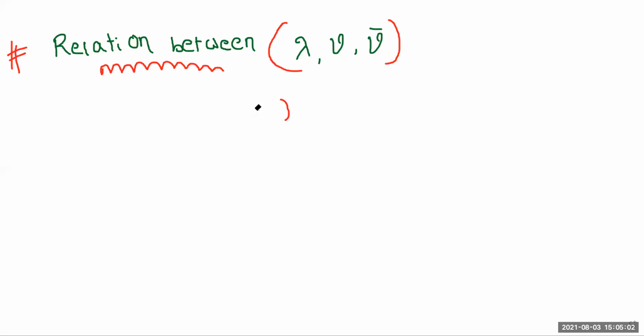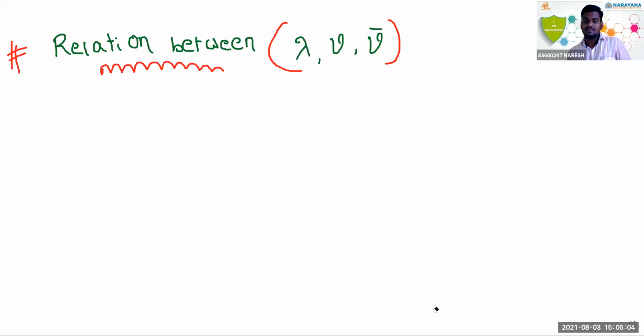What are we doing here? The relation between lambda, nu and nu bar. What is lambda? Lambda is wavelength, sir. Wavelength is denoted by lambda. Here lambda is wavelength, nu is frequency, and nu bar is wave number, right?